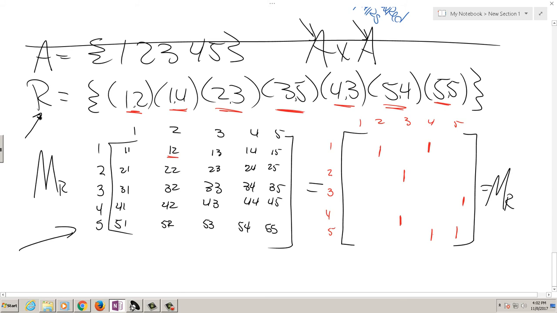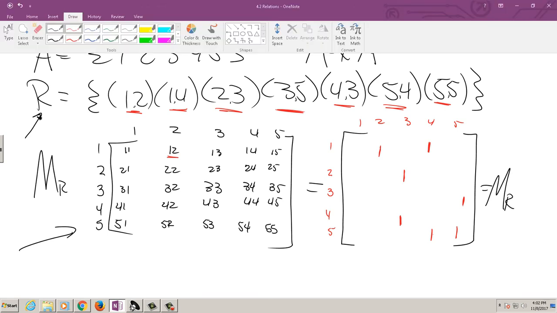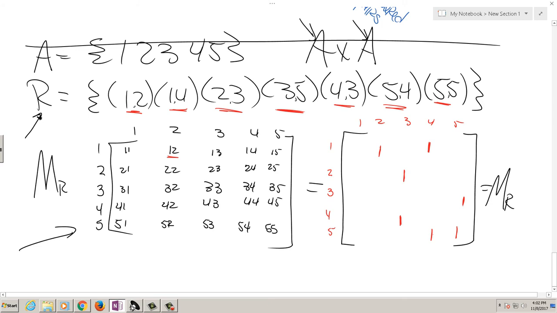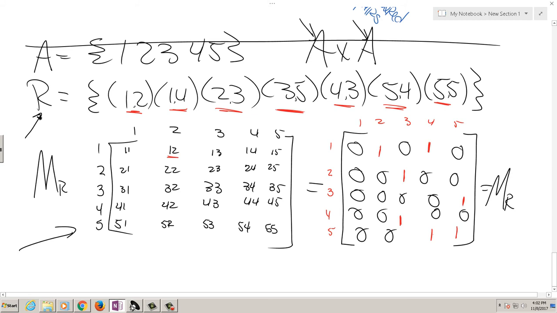So as I said before, unlike a Karnaugh map where we generally just leave the ones, when I'm talking about matrices, I'm going to have a tendency to fill in the missing zeros. But I'm going to make the ones a different color, so they stand out a little bit.